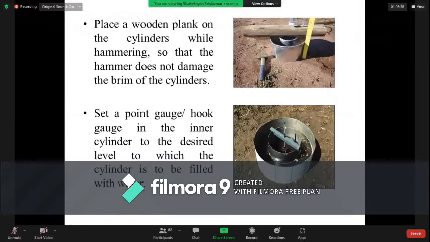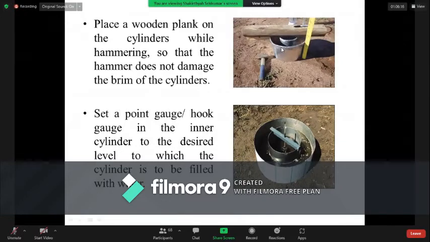Next, place a wooden plank on the cylinders while hammering so that the hammer does not damage the brim of the cylinder. So earlier we talked that if we directly use these hammers, it may sometimes crack the edges. So to avoid that, we'll use this wooden plank. Place this wooden plank on the cylinder while hammering so that the hammer does not damage the brim of these cylinders.